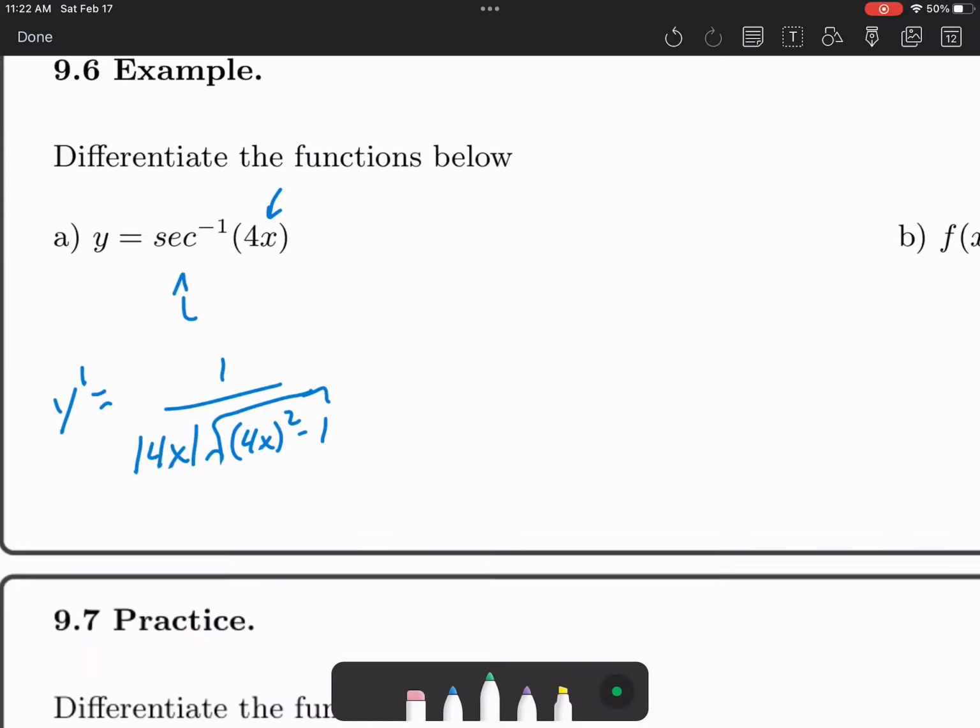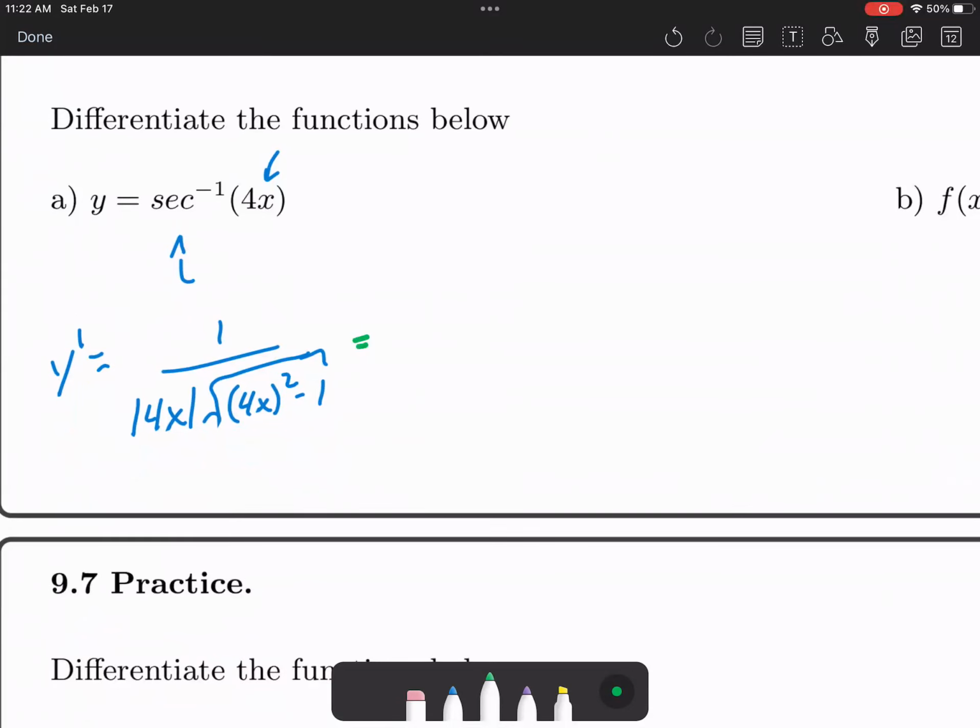And you can clean this up just a little bit. The absolute value of 4 is just 4. And you can square that. But that's pretty much all you can do.